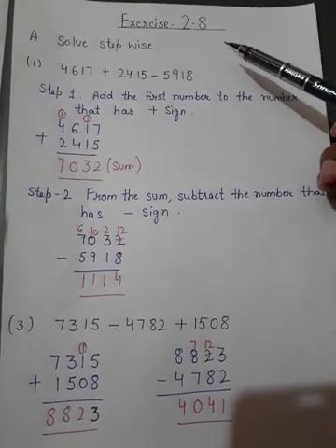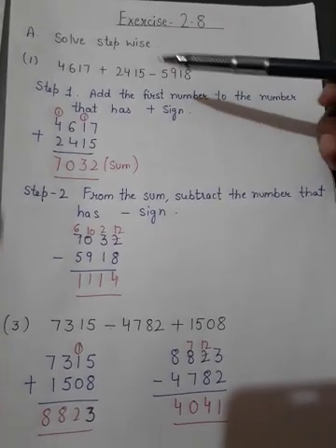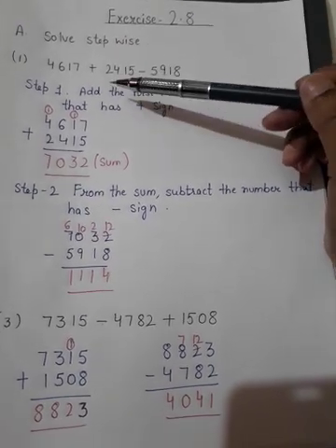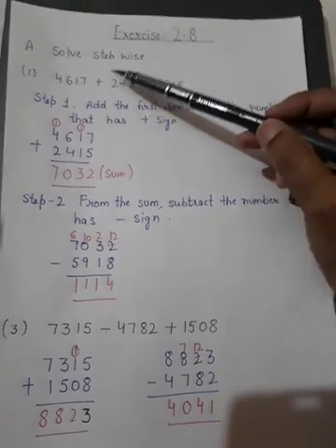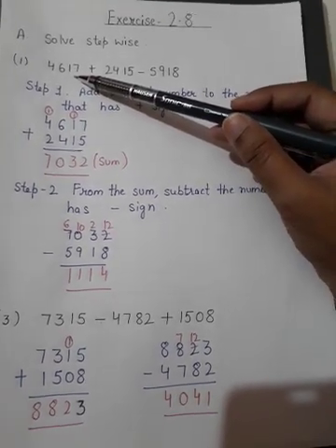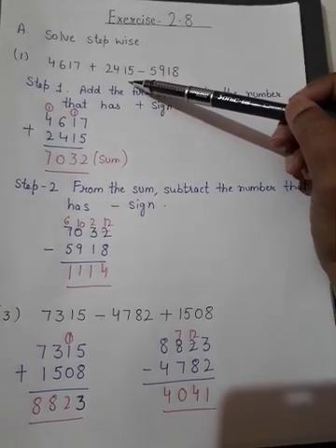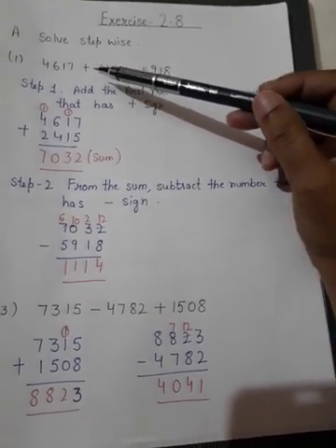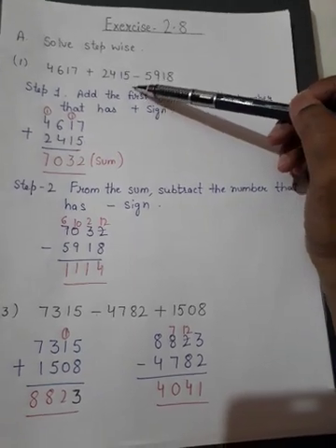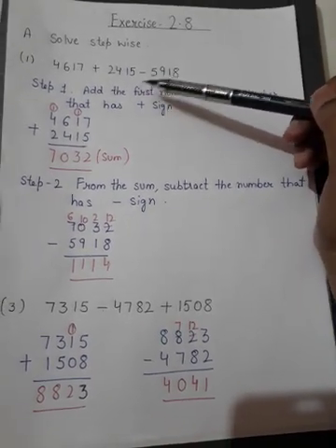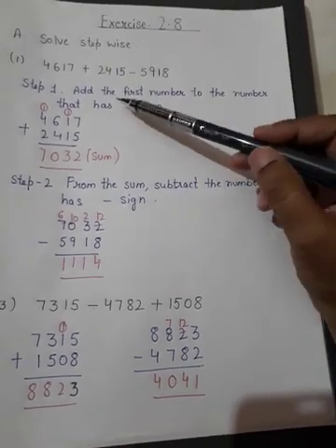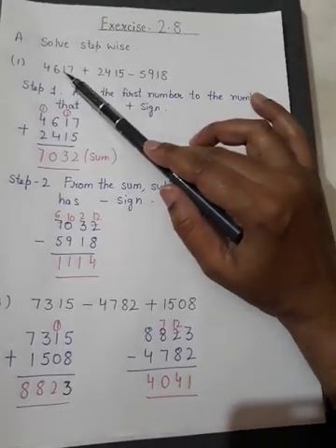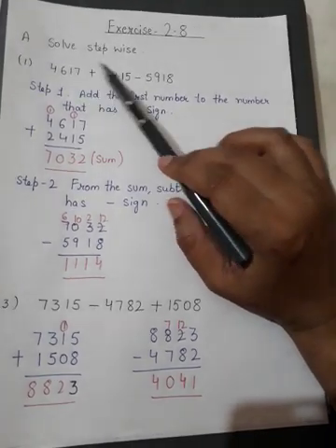Now look at the exercise 2.8. Now I am starting question-wise. Question A is solve stepwise. Stepwise means the same: addition and subtraction are together. So the first part is 4617 plus 2415 minus 5918. You can see addition and subtraction both are here together, right? So we will go step by step. The first step is to add the first number to the number that has the plus sign. So this is the first number and this number has the plus sign, so add both.